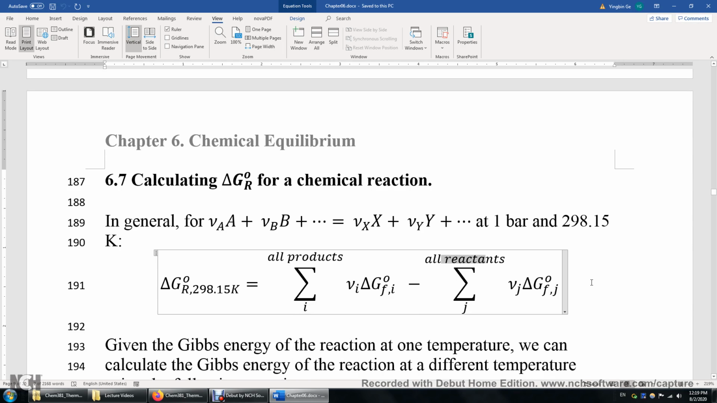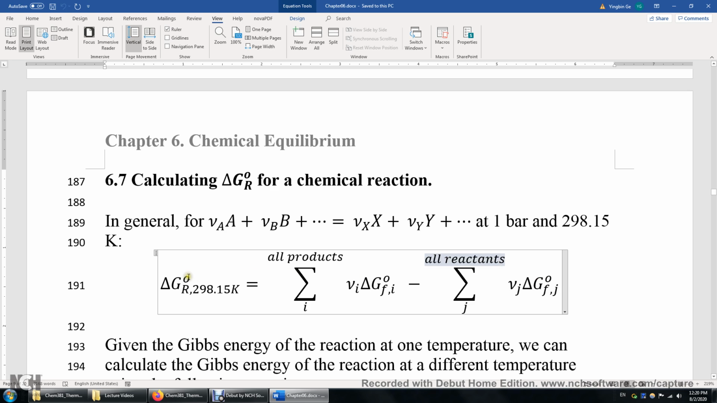Section 6.7. Calculating the change of the Gibbs energy for a chemical reaction. So how do you calculate the change? Well, it's always the final state minus the initial state. The final state is the products. The initial state is the reactants. Therefore, we just need to look up the Gibbs energy of formation for the products and then subtract the Gibbs energy of formation of the reactants.